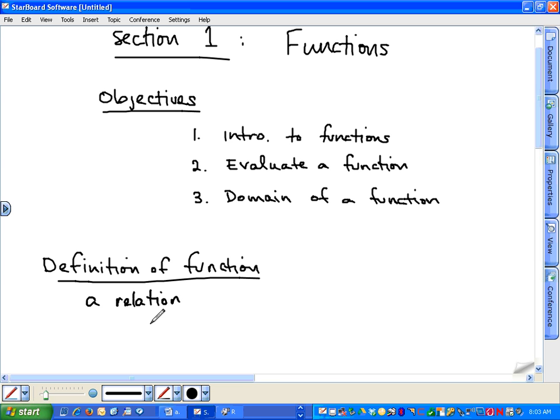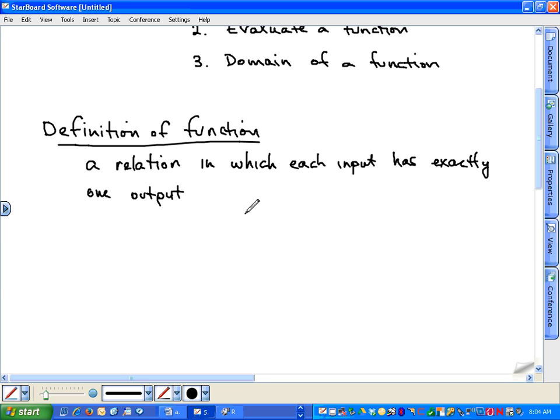Now, a mathematical relation is just a way of relating two variables. You can relate a variable to another variable using an equation, using a graph, a table of values. Those are all relations. But a function is a specific relation in which each input has exactly one output. That's a pretty good definition. It works for the most part, but here's the definition out of the book.